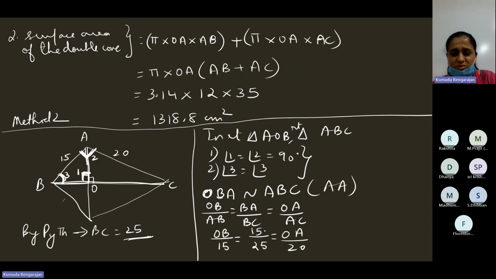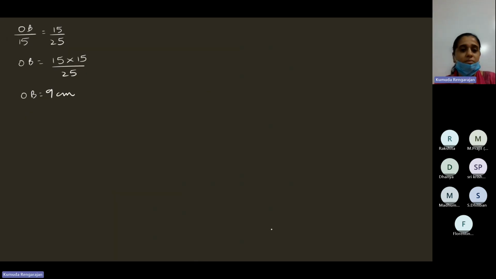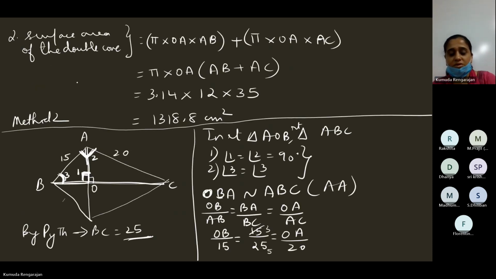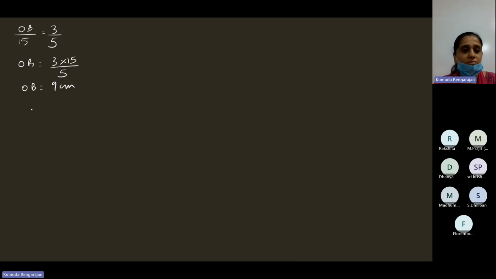Yeah, you can simplify. That's what you can simplify here itself. 3s are 5s. You can do it here also. Do it here, then maybe you can simplify. Then 3 by 5 is equal to OA by 20.